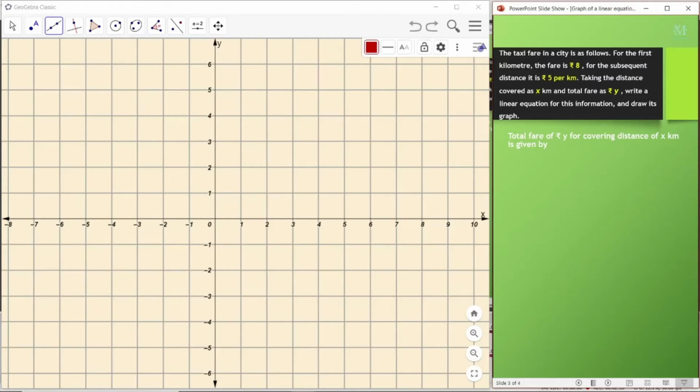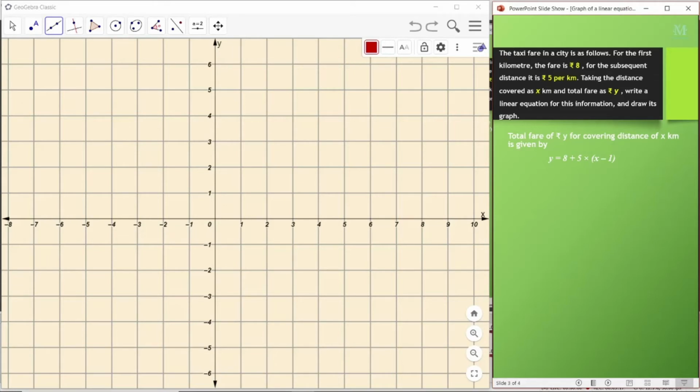So for x kilometers it will be 5x rupees, and for the first kilometer it is 8. So the equation becomes y is equal to 8 plus 5 into x minus 1. Why did we do x minus 1? Because total x kilometers are traveled and for the first kilometer 8 rupees is fixed.